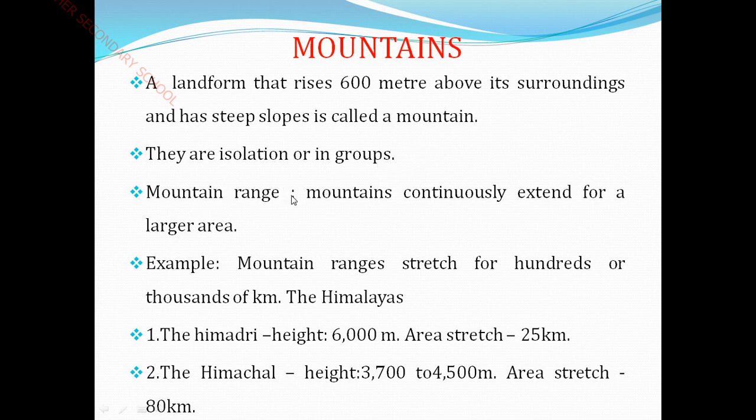And see, mountain range. Mountains continuously extended over a larger area. So how are mountain ranges formed? The ranges continuously extend and cover a large area. It occupies a large area and is called a mountain range. For example, mountain ranges stretch for hundreds or thousands of kilometers. Of course, it never covers a very small number of kilometers. It definitely stretches thousands of kilometers.